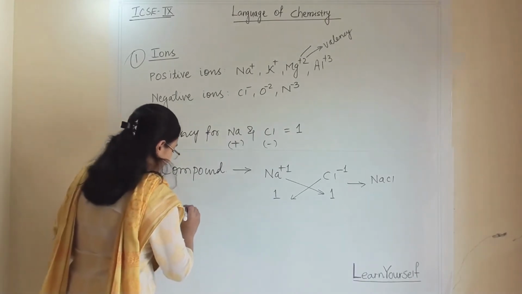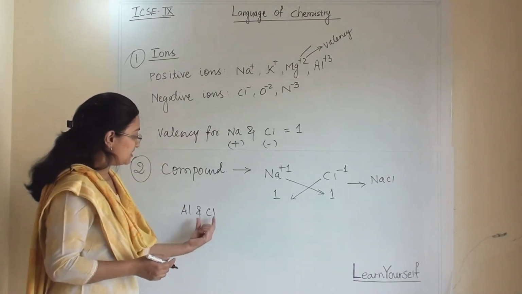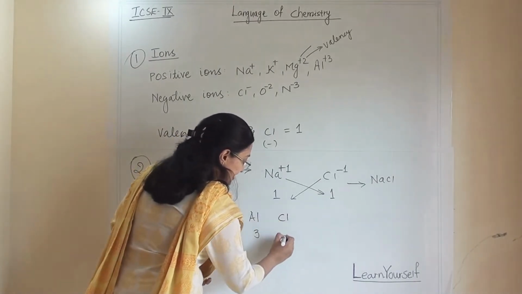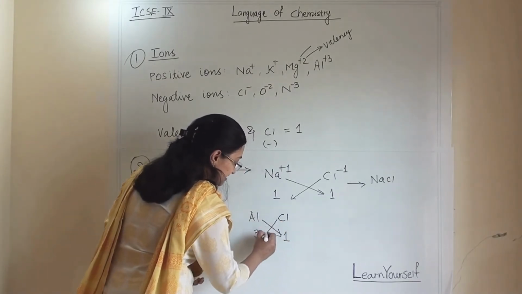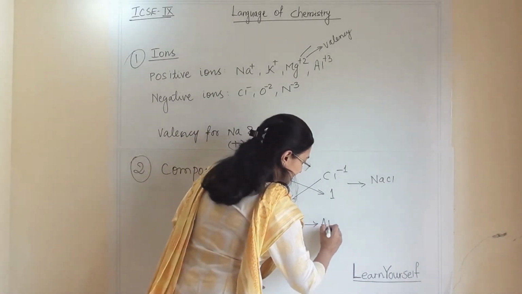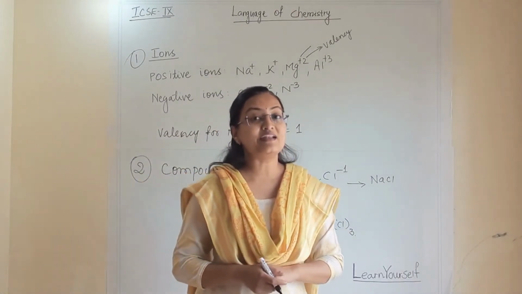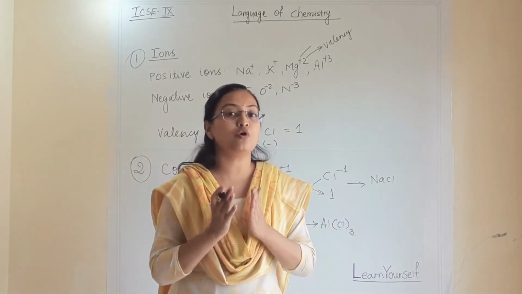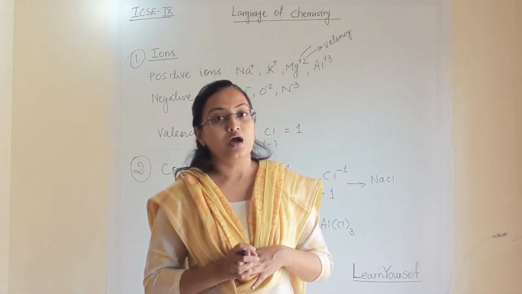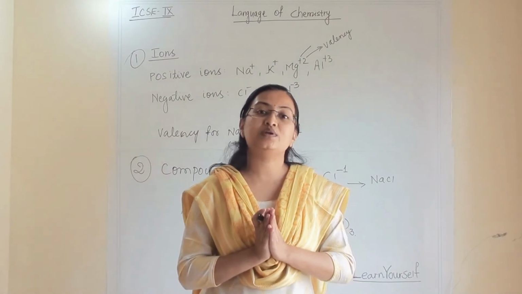One more example, aluminium and Cl. Aluminium is positive and Cl is negative. So aluminium's valency is 3, whereas Cl's valency is 1. So by the crisscross method, we multiply this and write the molecular formula AlCl3. If you have any doubt, this is just a recapitulation of what we have studied in standard 8. Then please check my video based on how to write a molecular formula. All the links to these videos have been given in the description.